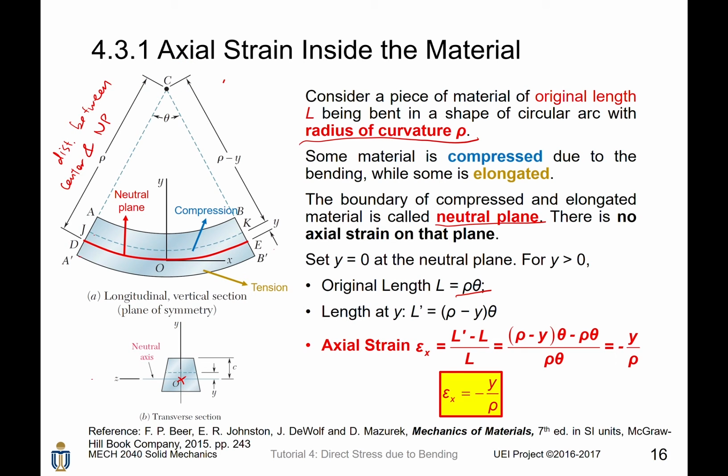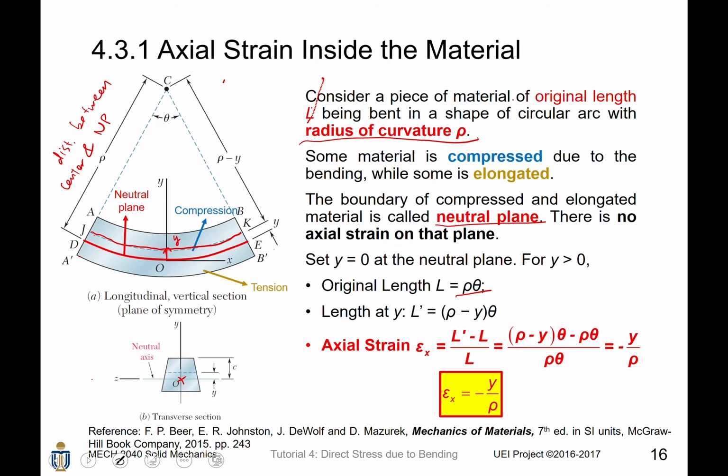The original length of the material, which is the length of the neutral plane, is given by L equals ρ theta, where theta is the angle subtended by the center as well as the end of the material. Then the length at a different position of the material, say y. If y is positive, that means we are talking about the material which is in the compressive region. The length at y is given by L prime equals ρ minus y times theta.